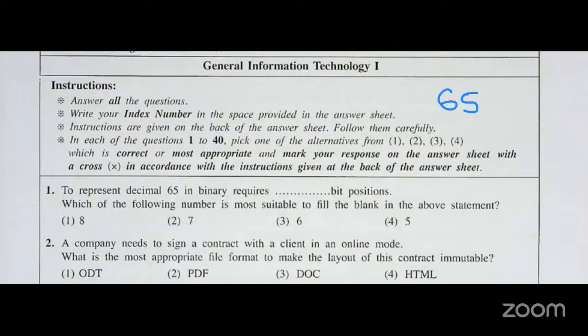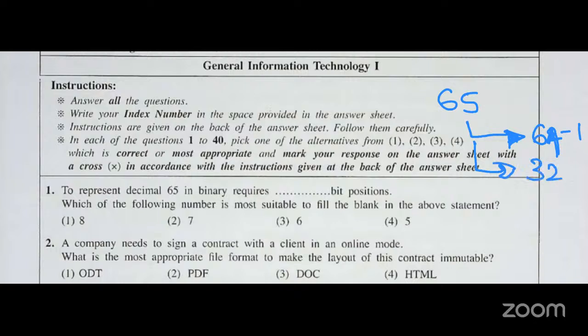What you should do is just see what is the largest 2 to the power value which can be used to create 65. Obviously it's 64, right? So you take 64. And if you have taken 64, only one should be added.